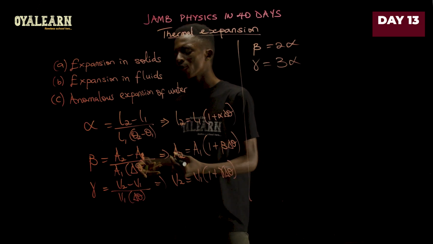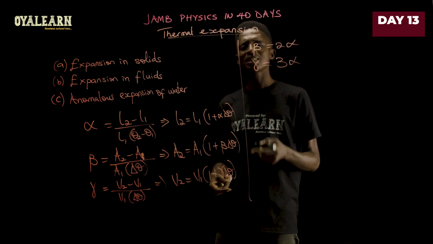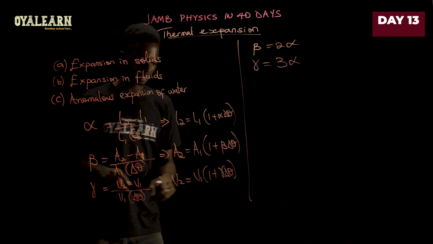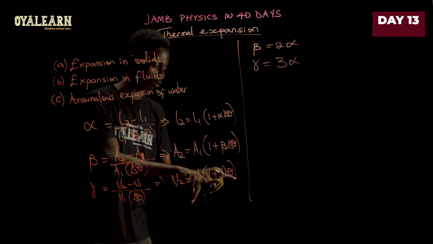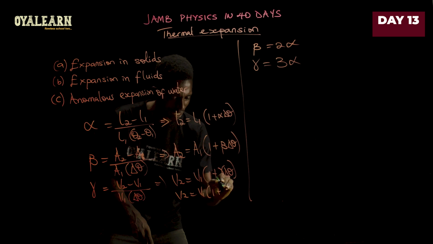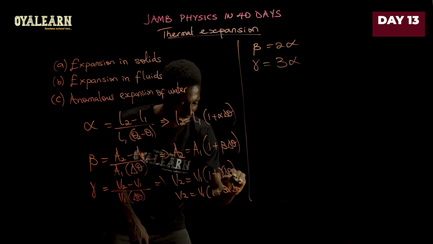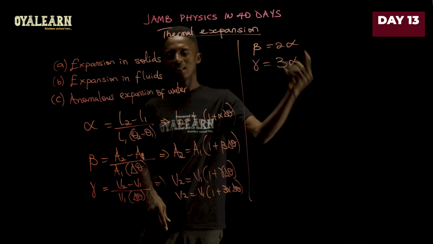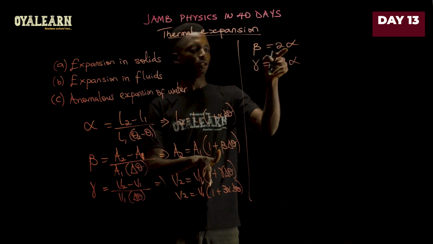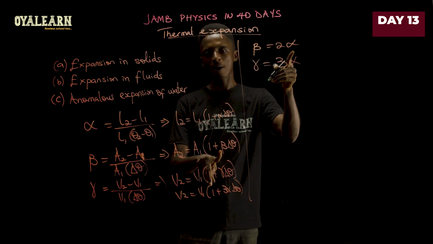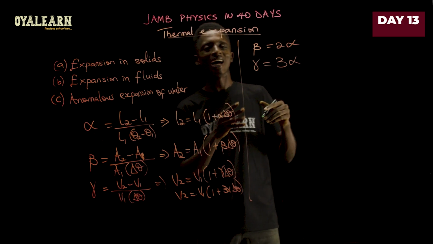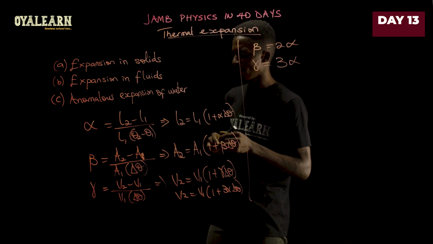So for example, if you're looking for the new volume of a solid and instead of giving you the cubic expansivity, they give you the linear expansivity and you want to apply this formula, you can change it and say V2 equals V1 into 1 plus 3 alpha delta theta, because gamma here is 3 alpha. So that's just what applies there. The same thing happens where we have beta. You can replace it with 2 alpha. So that's the relationship between linear expansivity, area expansivity, and cubic expansivity.